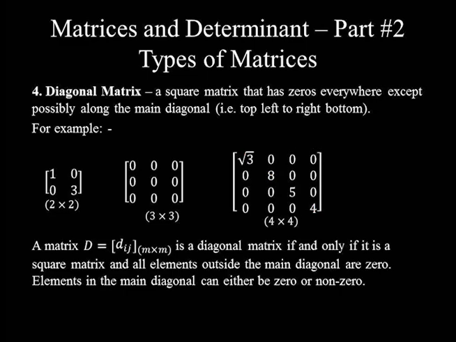In general, a matrix D equal to small letter d with sub ij of order m by m is a diagonal matrix if and only if it is a square matrix and all elements out of the main diagonal line are zeros. Elements of the main diagonal can either be 0 or non-zero.